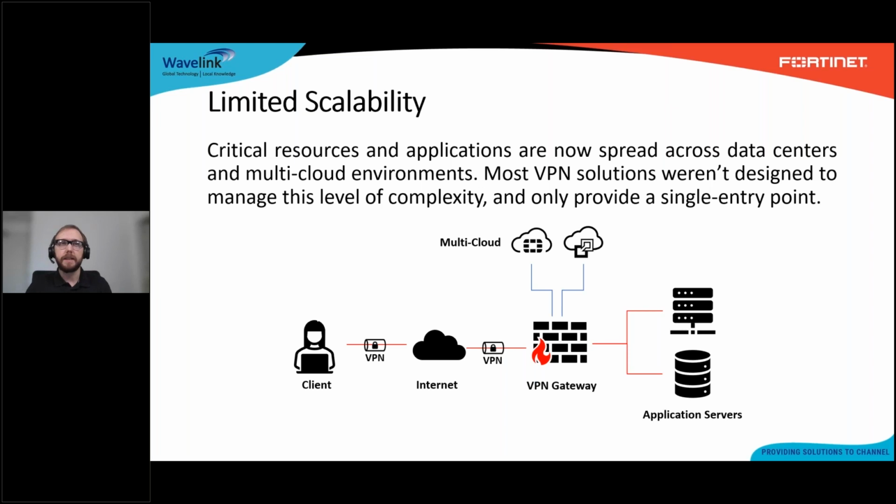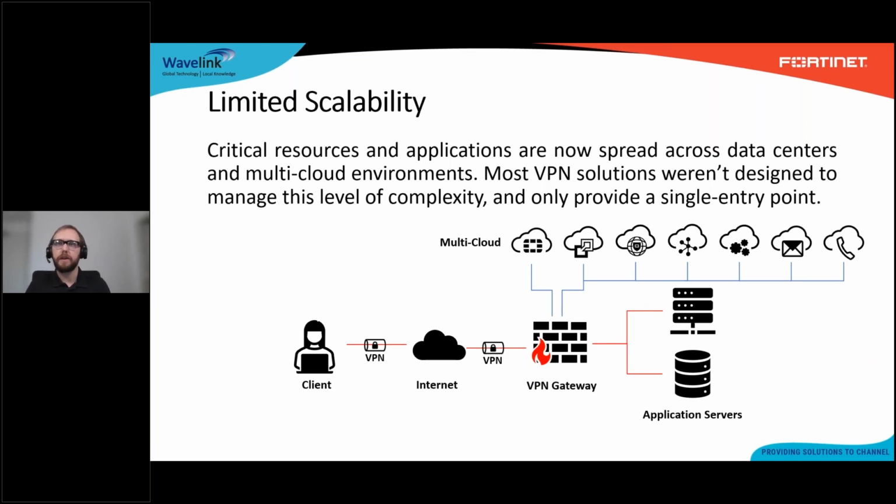Also, in terms of scalability, critical resources and applications for businesses are now spread across multiple data centers and multi-cloud environments. And most VPN solutions weren't designed to manage this level of complexity and require all traffic to be funneled through a single VPN gateway. Now, a single VPN gateway effectively forces all of your connection backhauling to go through a central concentrator for inspection and distribution, which is quite resource intensive and potentially lag inducing if the servers are spread across multiple different geolocations and data centers.